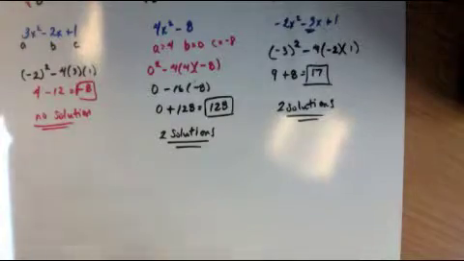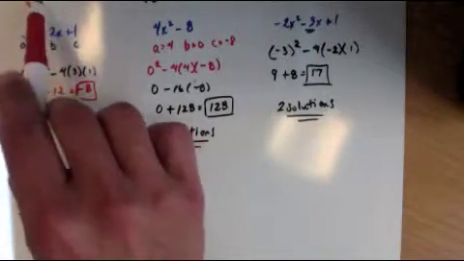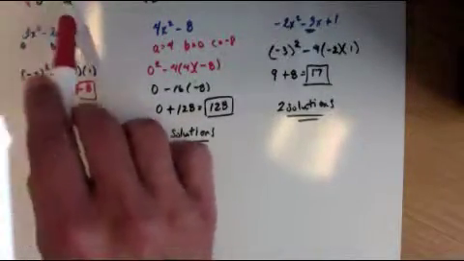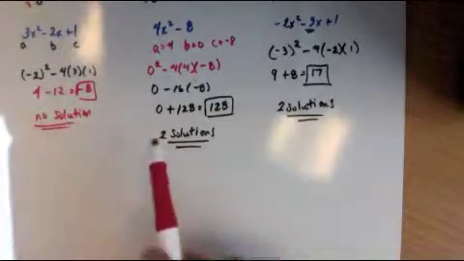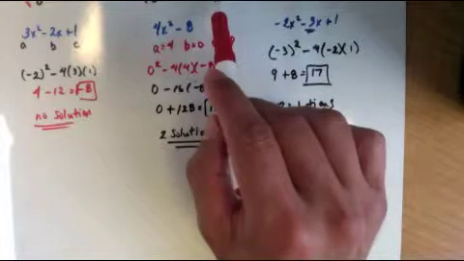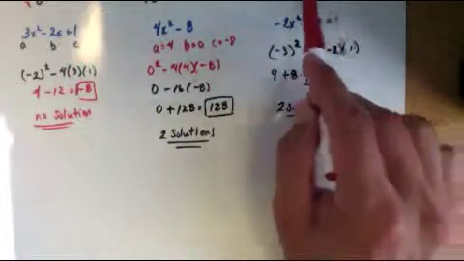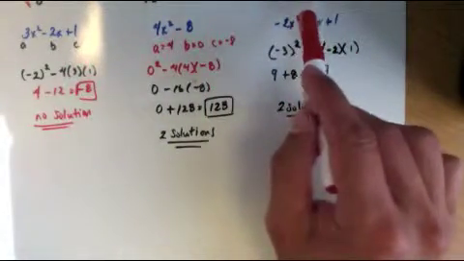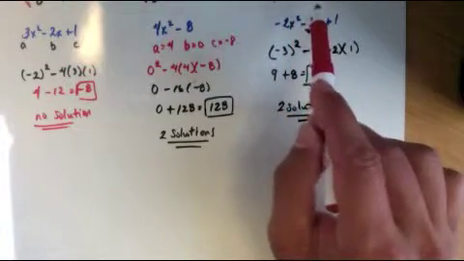But remember, if the discriminant is positive, you're going to get two solutions. If the discriminant is equal to 0, you're only going to get one. And if it's less than 0, that means if it's negative, then it's not going to cross the x-axis.